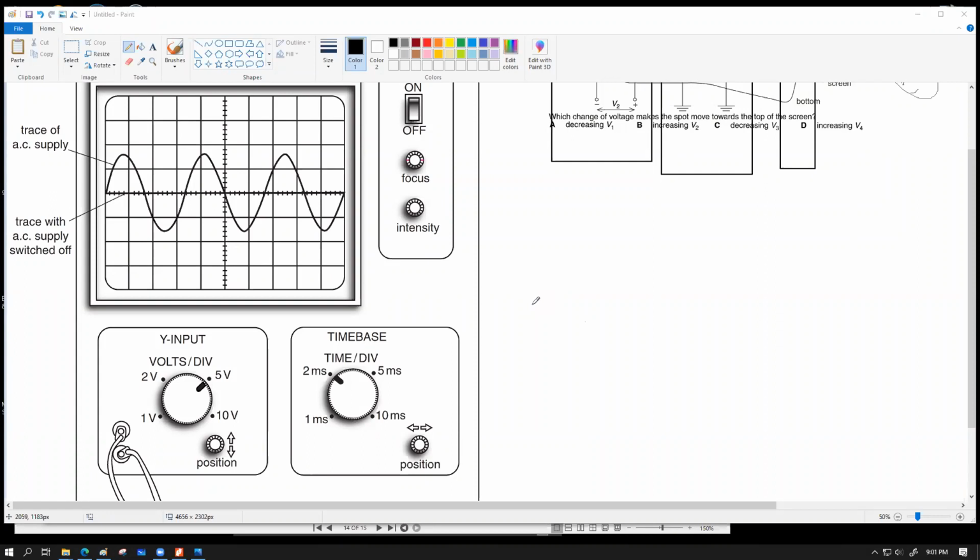Now have a look. For the 4th row, the input voltage that we are trying to analyze in the CRO has a frequency of 50 hertz. From 50 hertz, you can very easily calculate the time period of the signal. That time period should be 1/50, which is 0.02 second. If you convert that into milliseconds, this becomes 20 milliseconds.